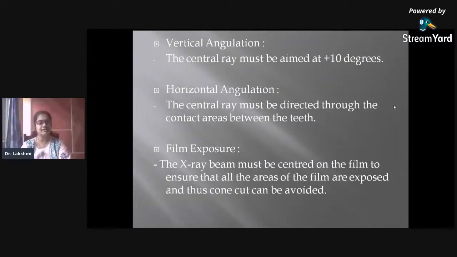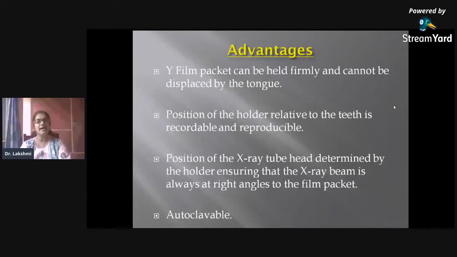Film exposure: the X-ray beam must be centered on the film to ensure that all areas of the film are exposed, and thus the cone cut, that is the unexposed area, can be avoided. Okay. What are the advantages of the positioning device? Why can the film packet be held firmly and not be displaced by the tongue?